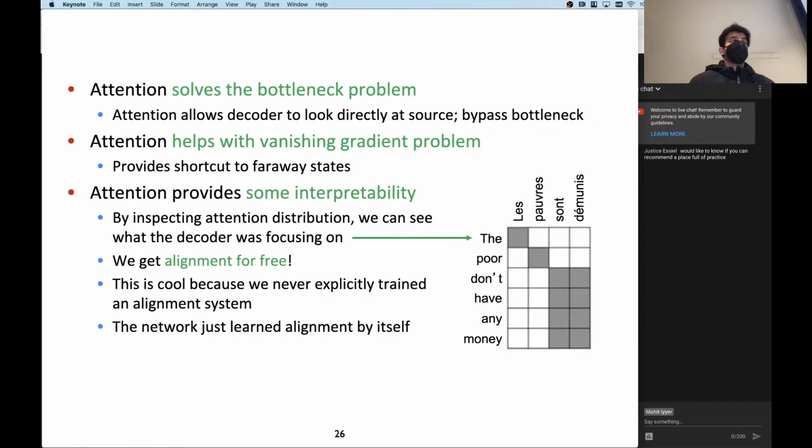All right, so what does this actually allow us to do? Well, like I just said, it allows us to solve this bottleneck problem. So now we have these kind of shortcut connections to faraway time steps.